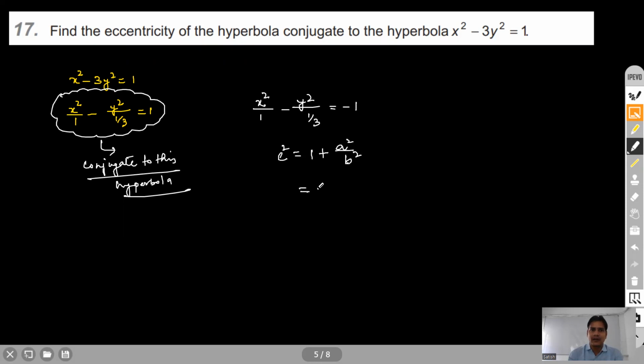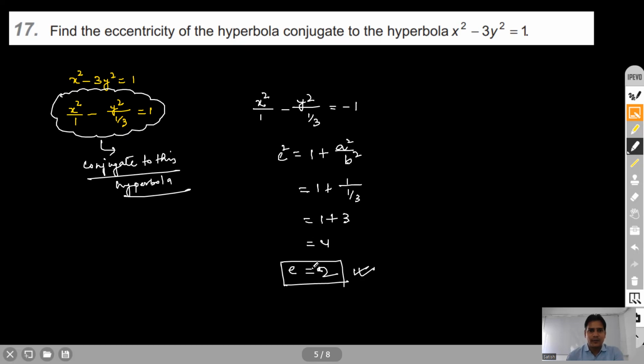So we can find the value from here, since a square and b square are known to us. So 1 plus a square is 1. And what is b square? b square is 1 by 3. So it will be 1 plus 3, that is nothing but equal to 4. So we can say the eccentricity of this conjugate hyperbola is what? 2. Okay.